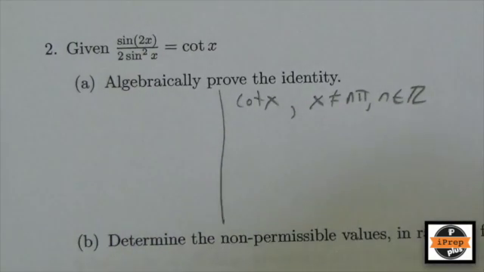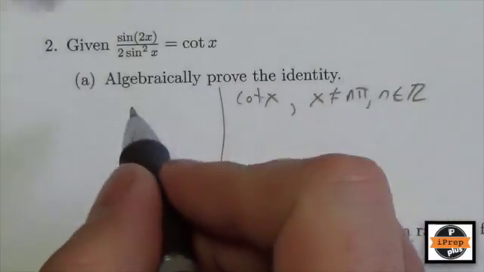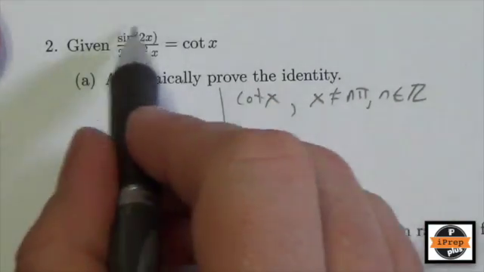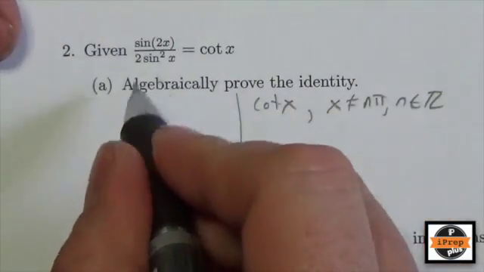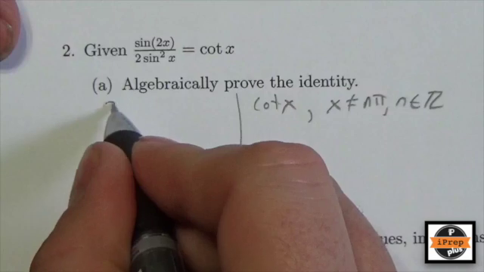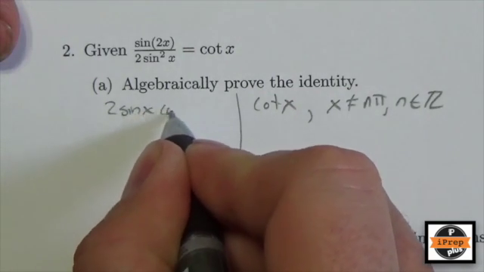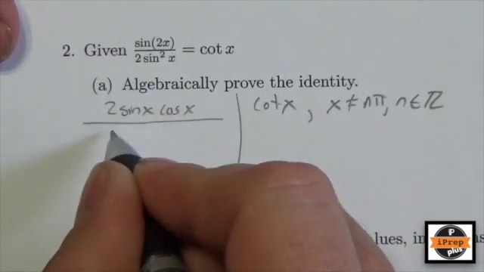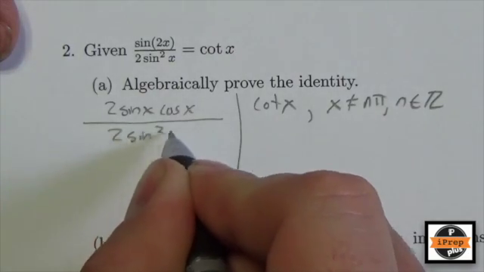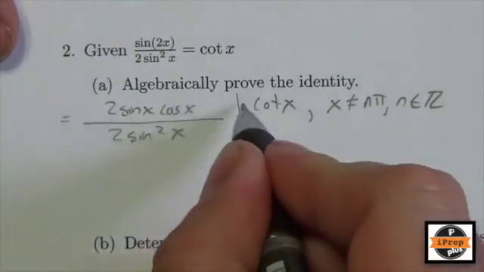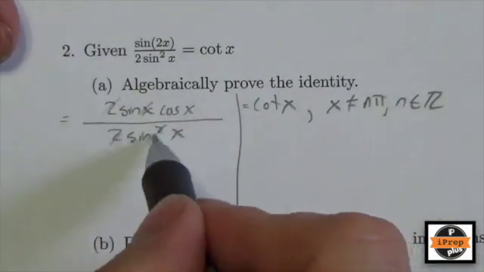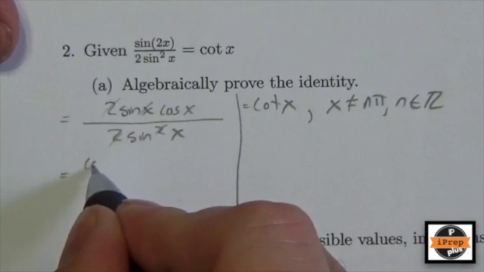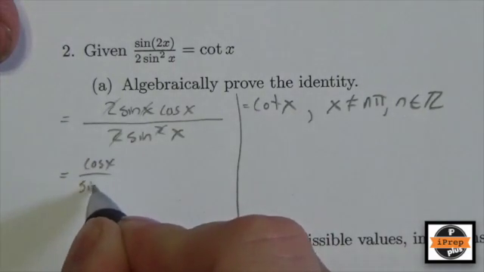Okay, where n is an element of the integers there. Now, on the left-hand side, what have we got here? Well, we've got that double angle identity up in the numerator, the sine of 2x, and so that's going to be the same as 2 sine of x cosine of x. And then the denominator will be 2 sine squared of x. Okay, and then I can cancel the 2's, and I can cancel one of the sines here, and I'll be left with the cosine of x over the sine of x.